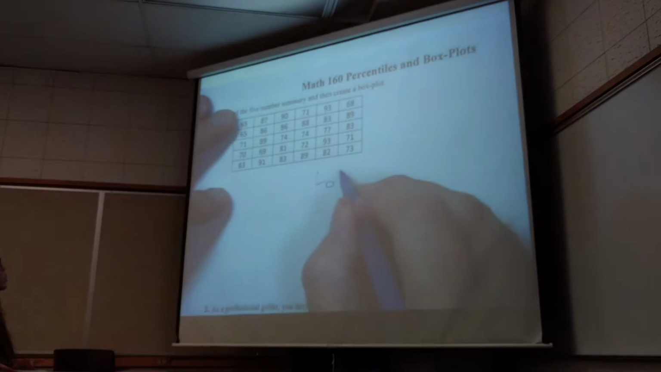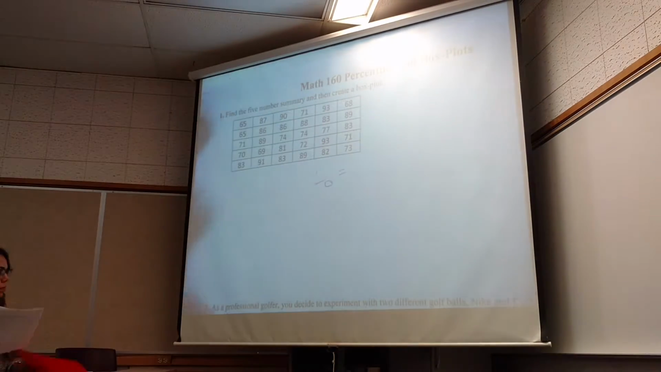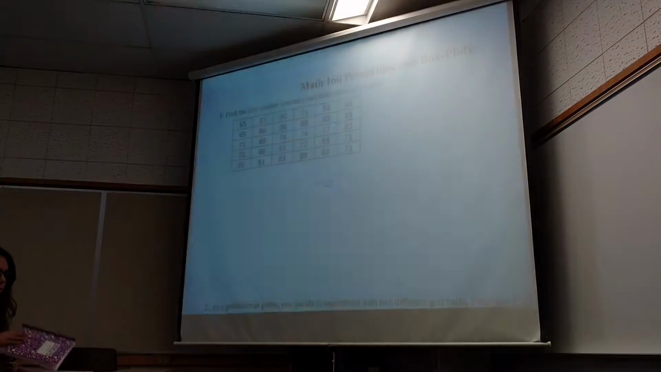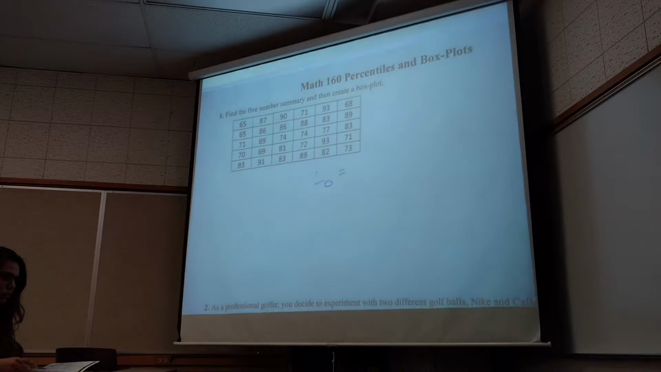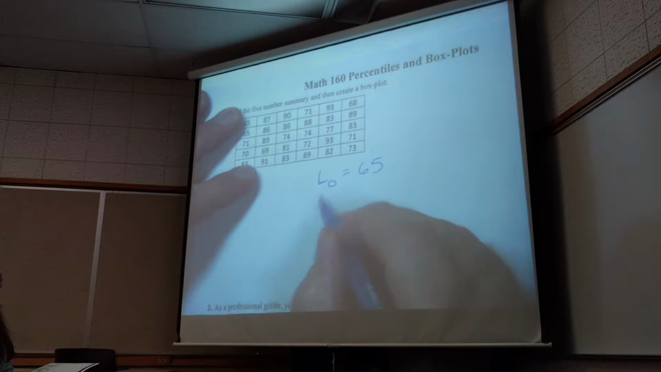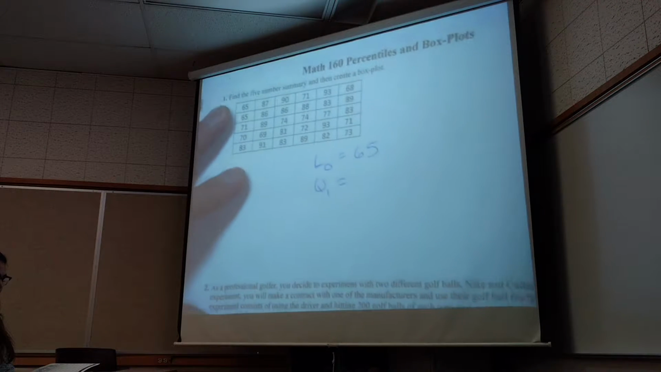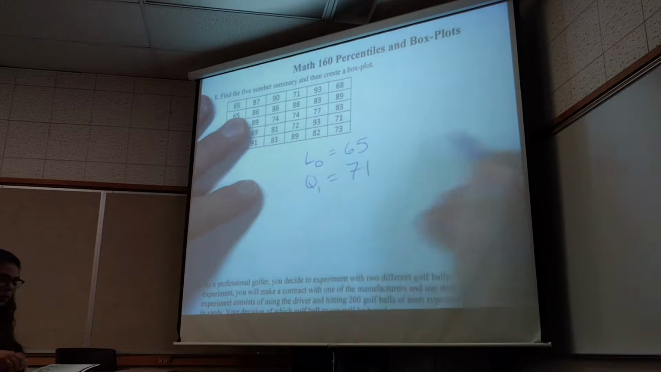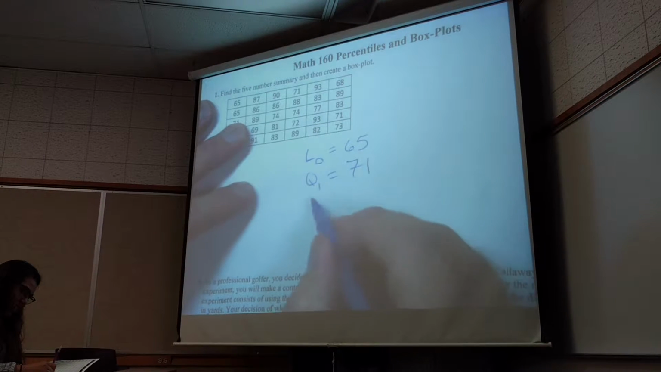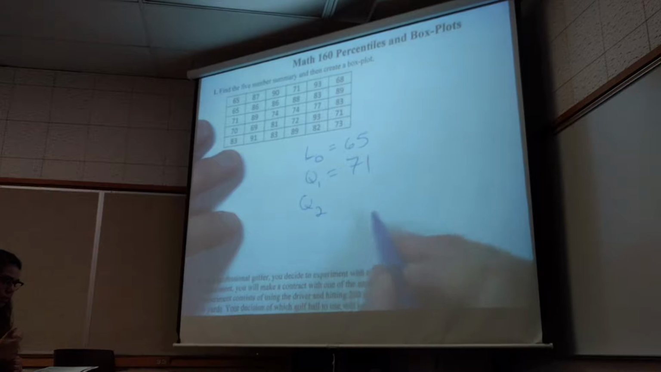What was the lowest data point? 65. It was in Blair. Oh, okay, thank you. The lowest is 65. What did you guys get for Q1? 71. 71? Yeah. Q2? 88. 82.5. 82.5.